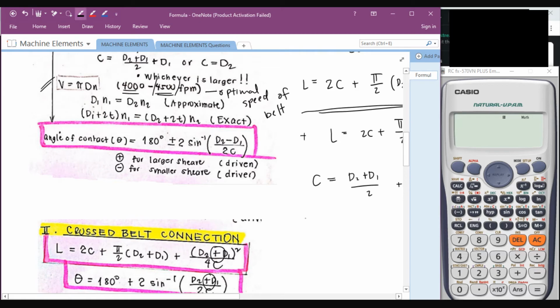So, again, the angle of contact for the smaller sheave is less than 180 degrees. For the driven, or the larger one, it is greater than 180. Check this. When it is larger, of course, the angle of contact becomes smaller, that is less than 180 degrees. Okay?